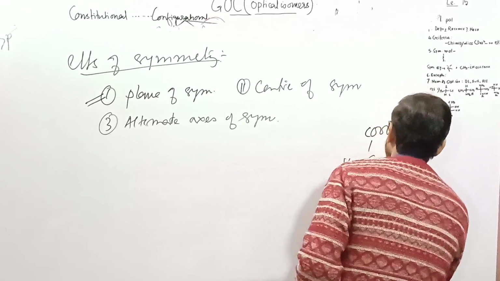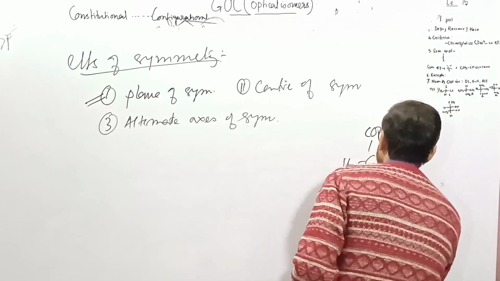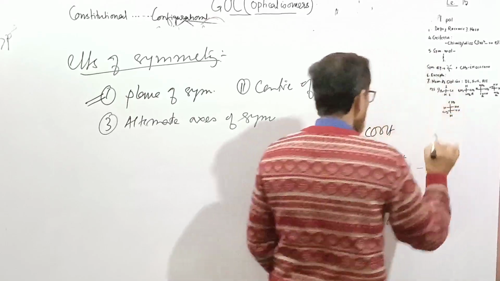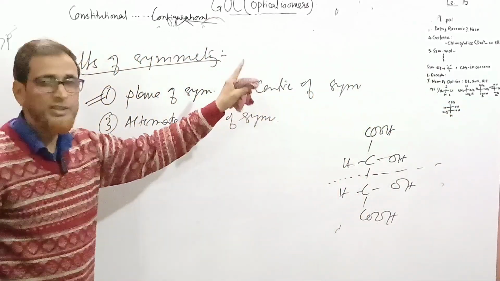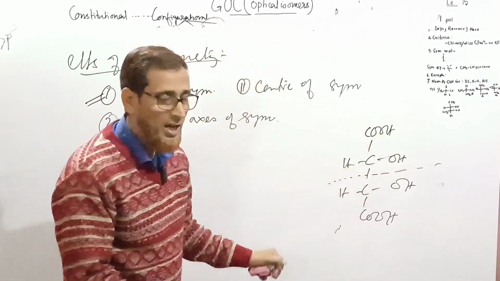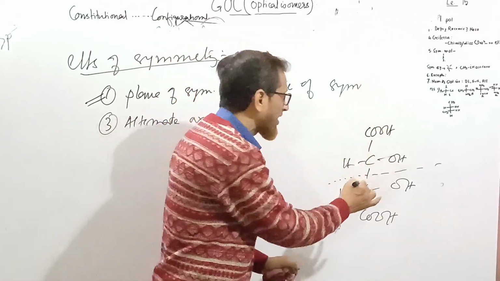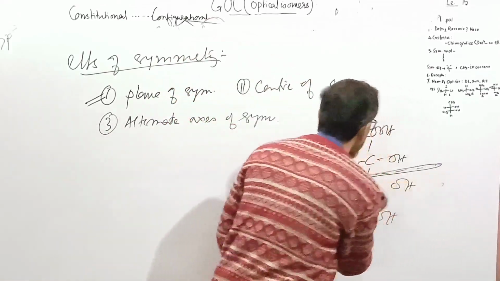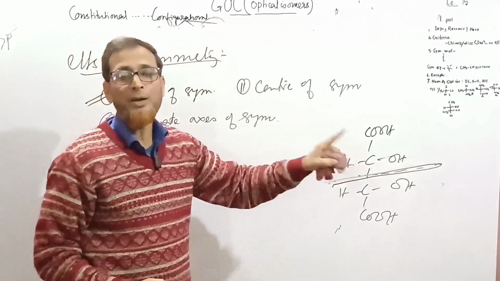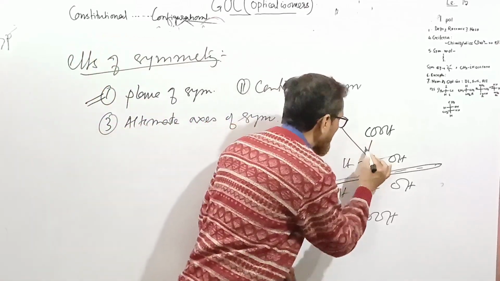I gave you the structure of tartaric acid like this. If you recall, this is the form of tartaric acid where the compound has been divided exactly into two equal halves. One half fits exactly over the other, and this line or plane is called the plane of symmetry. Due to the presence of this, the compound will not be optically active, though there are two chiral centers.